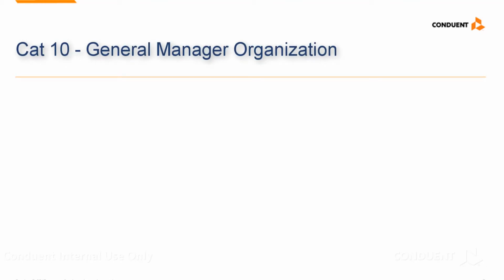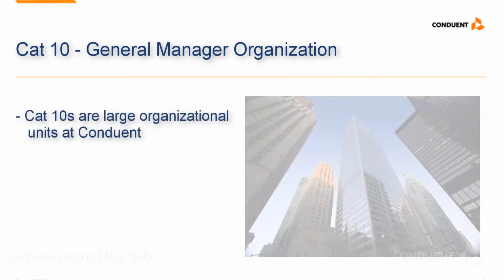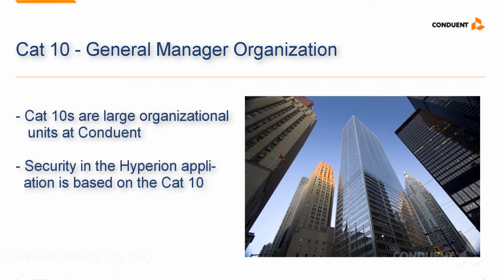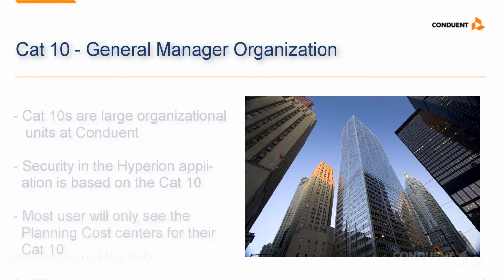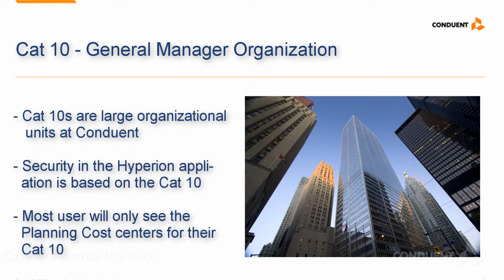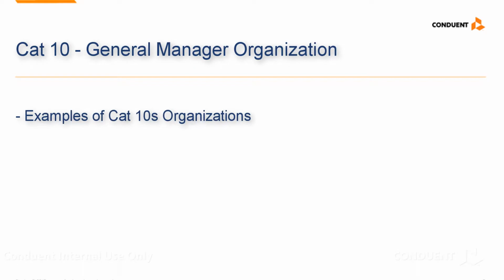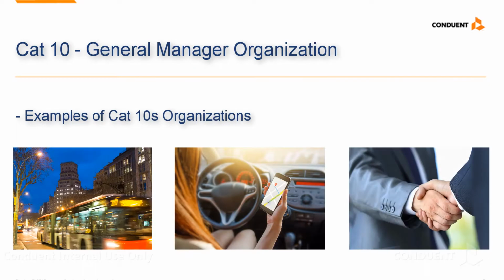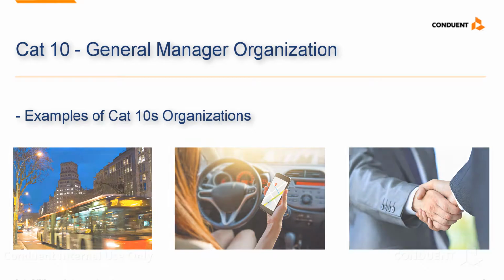The easiest part of a planning cost center to understand is the first part, or CAT 10. CAT 10s are fairly large organizational units at Conduent. Security in the Hyperion planning application is based on CAT 10, so most users will only see the planning cost centers for the CAT 10 they work for. Examples of CAT 10 organizations are transportation, communications and media, and corporate human resources.